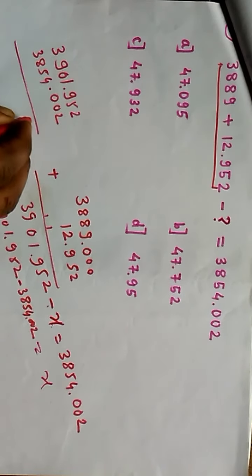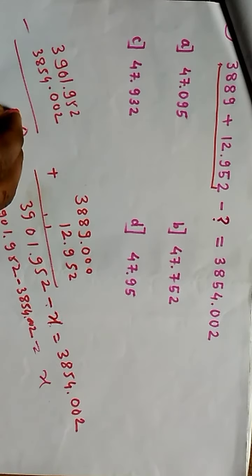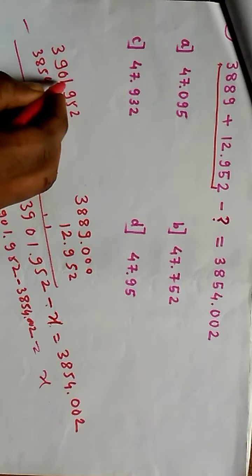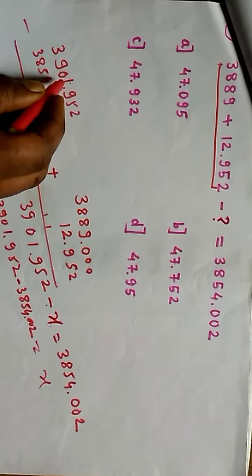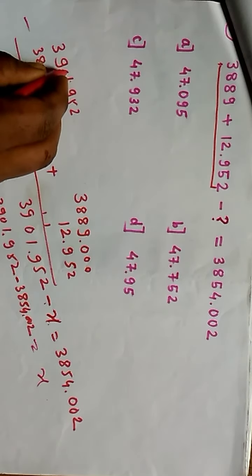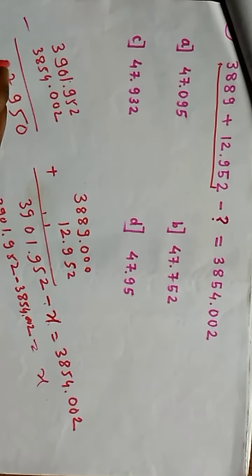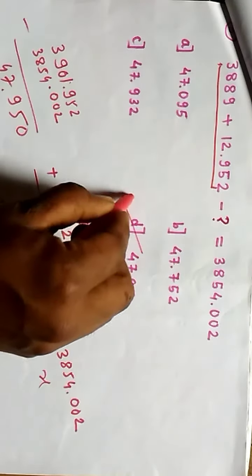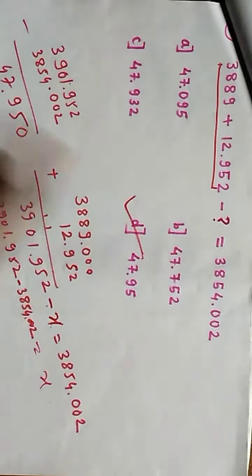Next 3854, so 2 minus 2, that is 0, 5 minus 0, 5. Okay, next this is 11. This becomes 11, 11 minus 4, that is 7. This becomes 9, 9 minus 4, that is 4. So 47.95. Okay, this is our answer. So option D is the accurate answer.